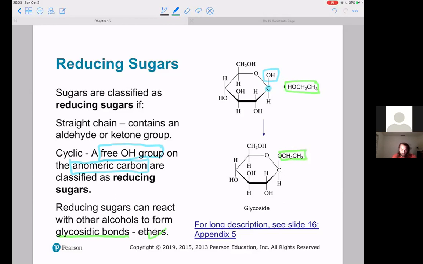And so this is just the reaction of a reducing sugar, specifically that free OH group on that anomeric carbon, with any sort of an alcohol, and they form this glycosidic bond, which is now a carbon, oxygen, carbon set of bonds.